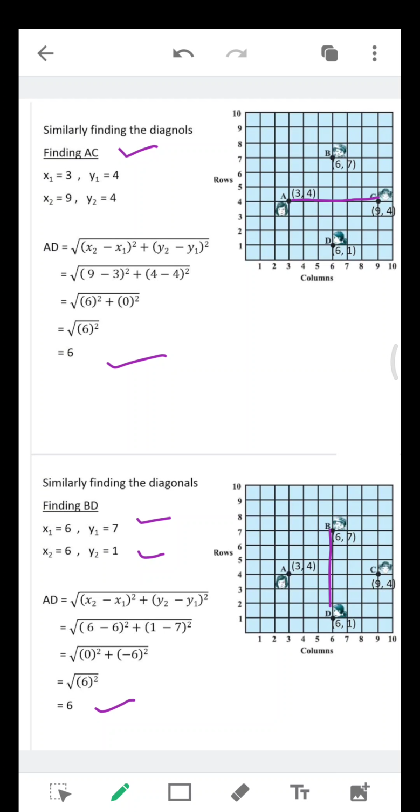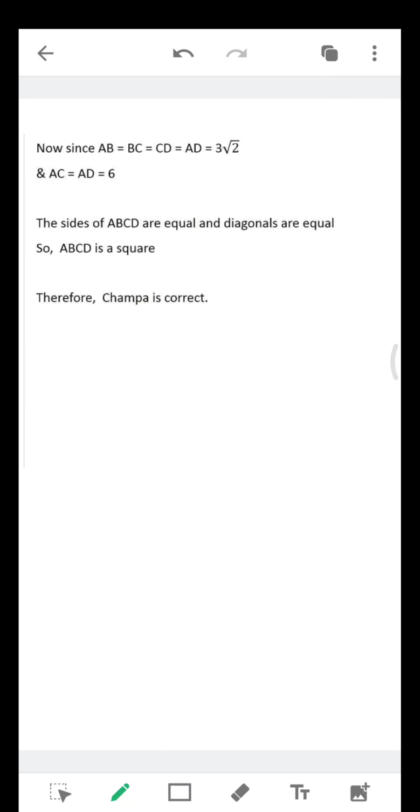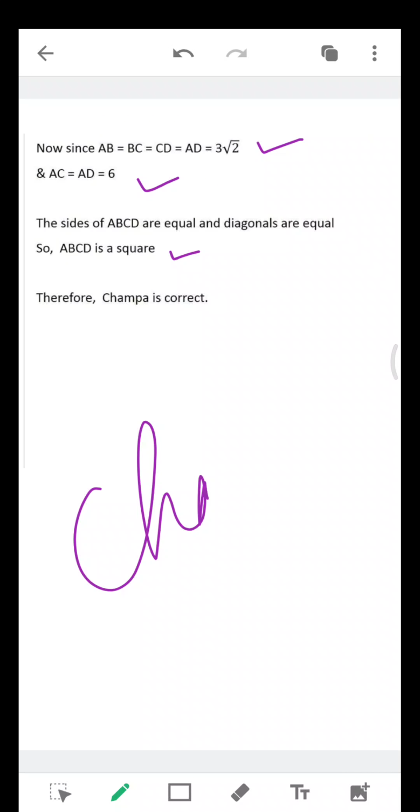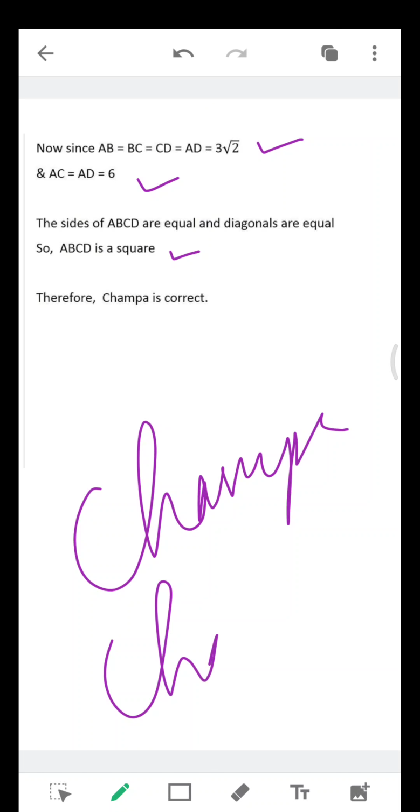Finding the distance, here also I got 6. So finally, what do you conclude from this? That the diagonals are also equal. Diagonal AC is equal to diagonal BD, isn't it? That is equal to 6 units. So as the sides are equal and the diagonals are also equal, this is a square. ABCD is a square. So who is correct? Finally, Champa is correct, and Chameli is wrong. Champa is correct because it is a square.